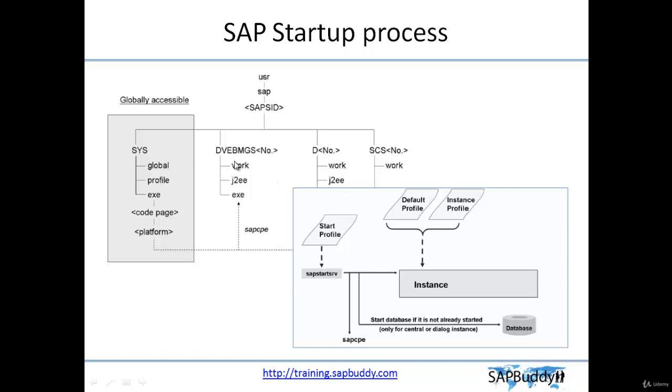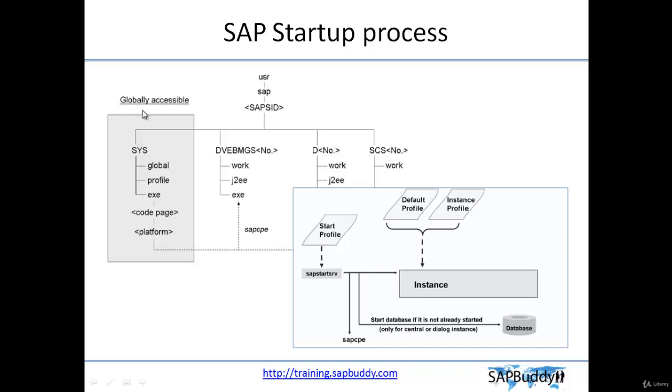Let's say this specific system has a central instance as well as a dialog instance, then you will have this directory as well as this directory. As I said, you can have more than one instance in a specific server, so you will have more than one directory. That means this operating system is running two services, one central instance as well as a dialog instance.